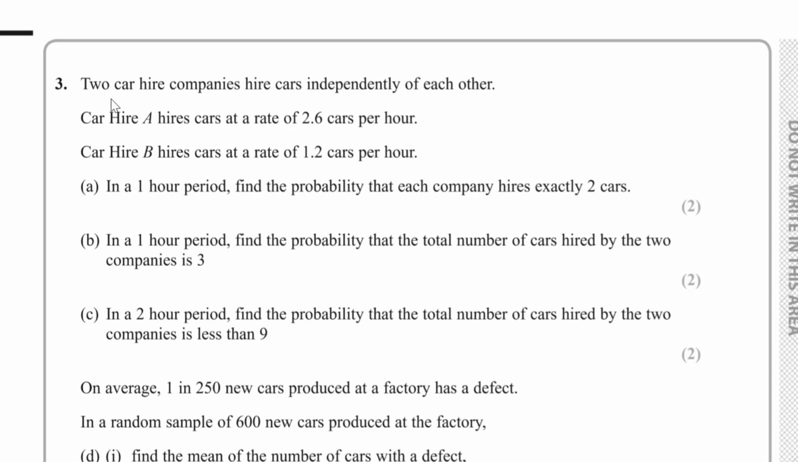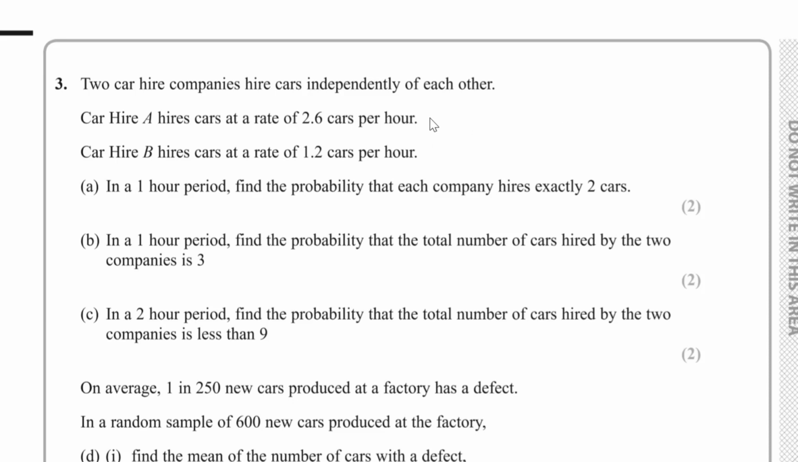Question number 3. Two car hire companies hire cars independently of each other. Car hire A hires cars at a rate of 2.6 cars per hour. Car hire B hires cars at a rate of 1.2 cars per hour. In a 1 hour period for part A, we have to find the probability that each company hires exactly 2 cars. For this question, what you have to recognize is we have to use a Poisson distribution, because we've got rates over here, and the 2 car hire companies hire cars independently of each other.